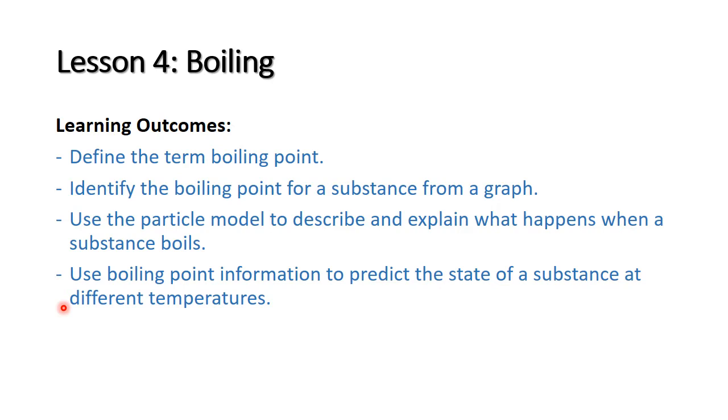We'll do some data processing, so some calculation of means, and then we will also have a go at plotting a graph to see what happens. And then using that graph, we should be able to identify the point at which a substance boils. And then a final little activity is trying to see whether we can use information on boiling points and melting points to an extent in order to be able to predict the state of a substance at different temperatures.